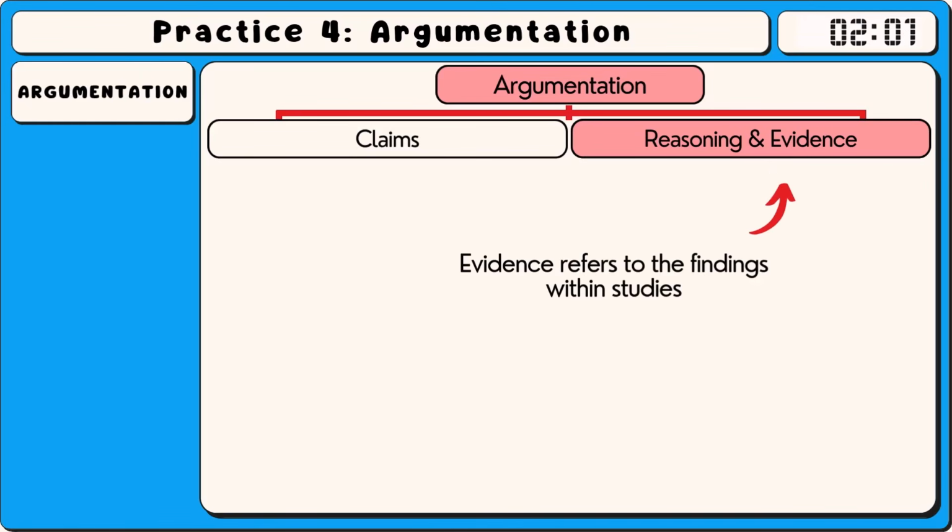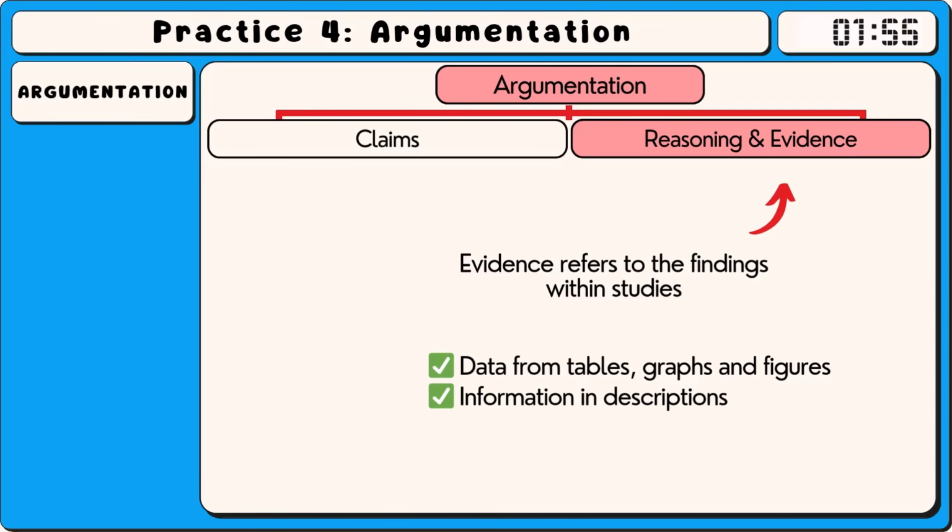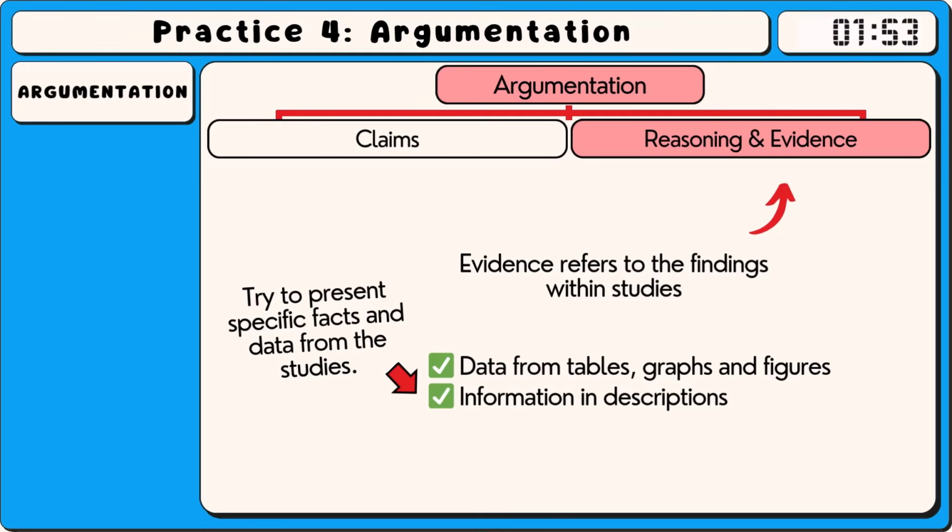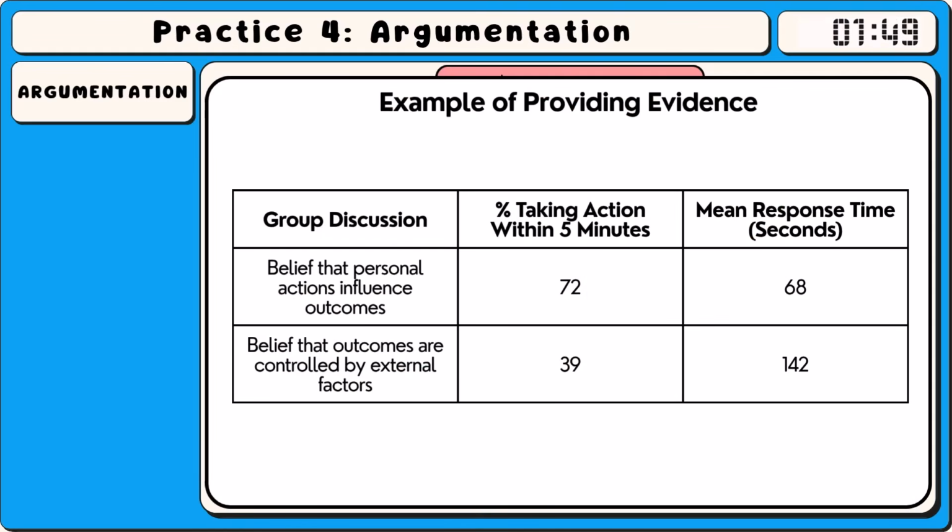After proposing a defensible claim, you will be asked to use reasoning and evidence to support your claim. Evidence refers to the findings within the studies. This can include data from tables, graphs, and figures, and information presented in descriptions. It's always helpful to try to present specific facts and data from the studies. For example, this study presents a table showing that 72% of people with a belief that their personal actions influence outcomes took action in a study within 5 minutes, while only 39% of the group who believe that outcomes are controlled by external factors took action within the same time range.